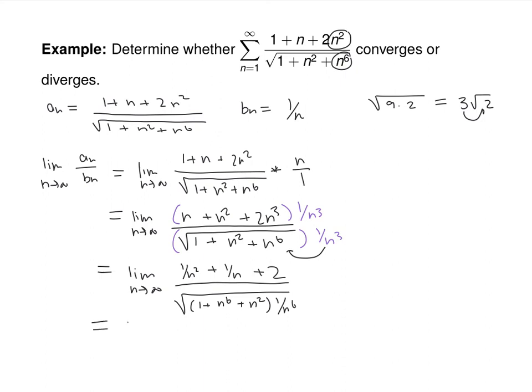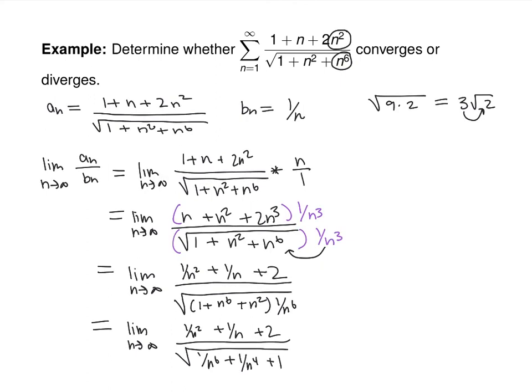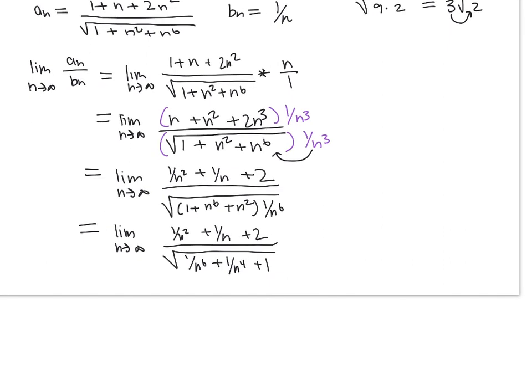And then distributing that 1 over n to the 6th through, we get 1 over n squared plus 1 over n plus 2, all over the square root of 1 over n to the 6th plus 1 over n to the 4th plus 1. And now you can see the 1 over n squared, 1 over n, 1 over n to the 6th, and 1 over n to the 4th all go to 0. So this limit goes to 2. And so both series will do the same thing.